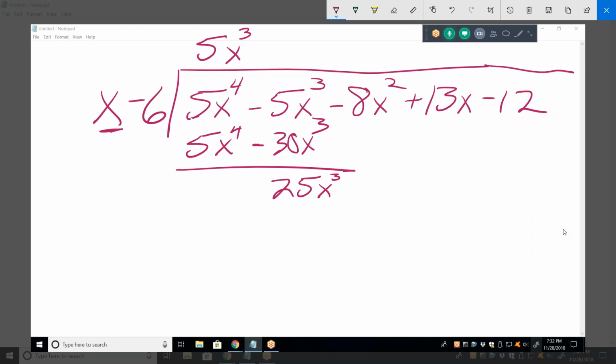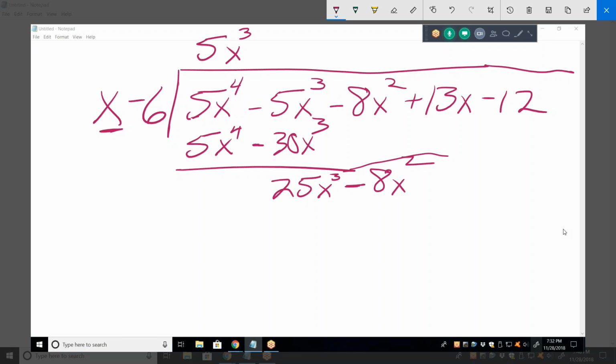The next step is to always bring down the next term. I want 2 terms down there, always. You know what I mean by bringing it down? All I'm doing is dropping that minus x squared down to my line. Now start again. Do the whole thing over, exactly the same method.